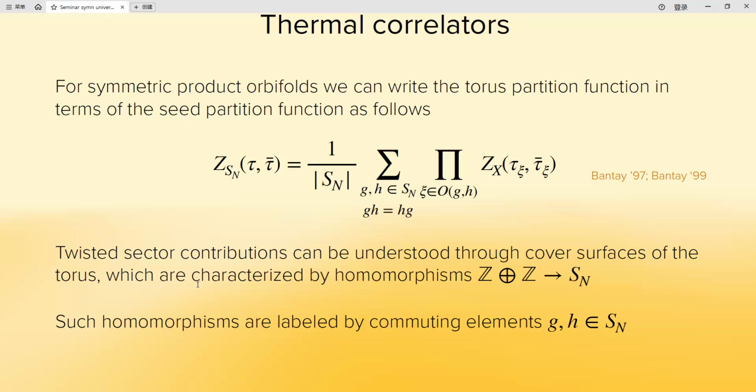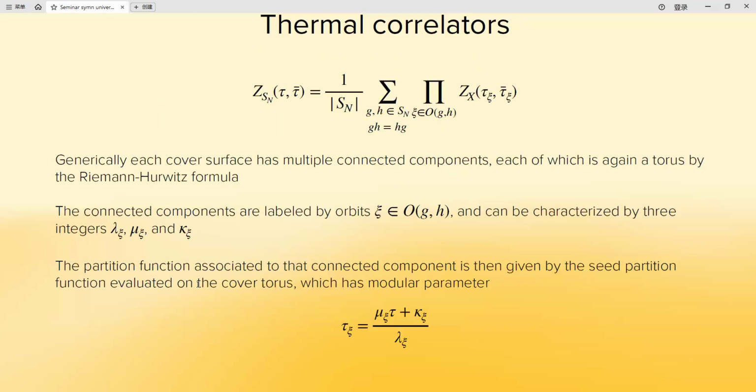Such homomorphisms are labeled by commuting elements of S_N, g and h. And so this is where the sum over g and h comes from. This is a sum over all possible coverings of the torus. Generically, each of these cover surfaces, so each of the elements of the sum, has multiple connected components, each of which is again a torus due to the Riemann-Hurwitz formula. So a cover surface will be some direct product of tori.